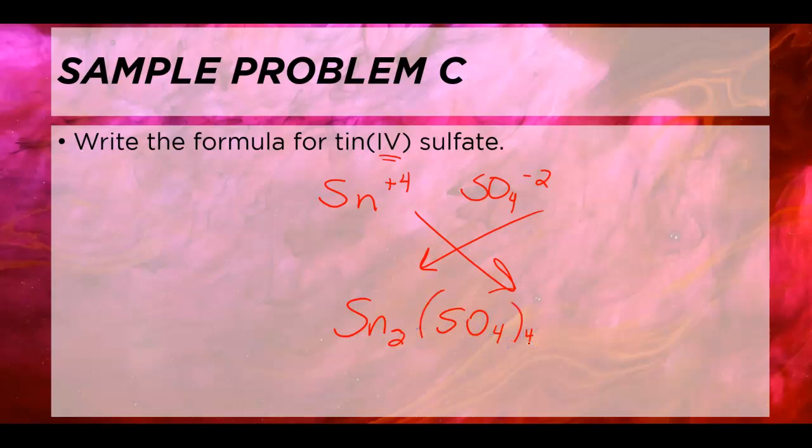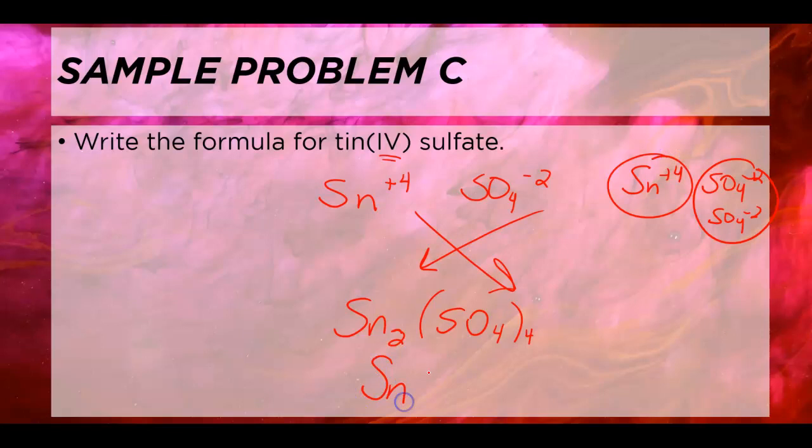However, that's not the simplest ratio. The simplest ratio, because it takes 2 sulfates to cancel out 1 tin(IV), would be 1 tin to 2 sulfates. So Sn(SO4)2. So you can do the crisscross method. Just keep in mind that you will need to reduce it to the lowest ratio.